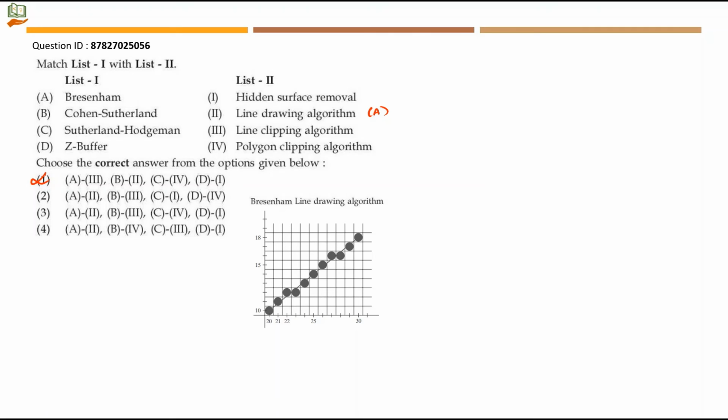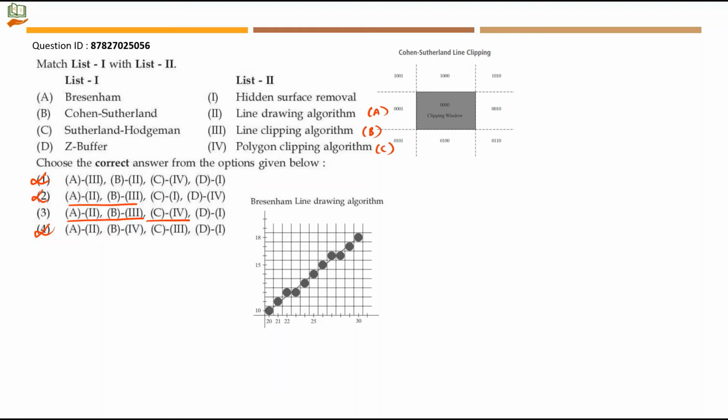Then we have Cohen-Sutherland's algorithm. Cohen-Sutherland line clipping algorithm. So B is mapping to 3. A2, B3. Again we have 2 options. Let's rule out 4. Next one is Sutherland-Hodgman algorithm. Question in the previous year question paper was, which polygons are clipped using Sutherland-Hodgman algorithm? Whether it's convex or concave they have asked. So C is mapping to 4. C4, and so option 2 is also ruled out. Option number 3 will be the right answer.